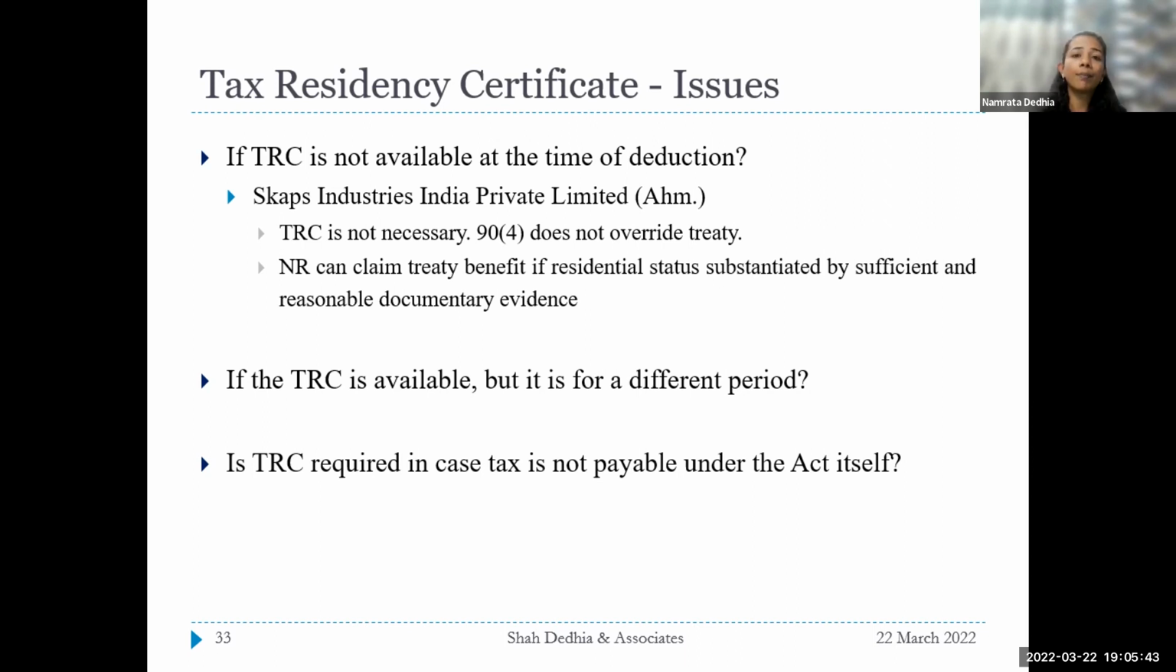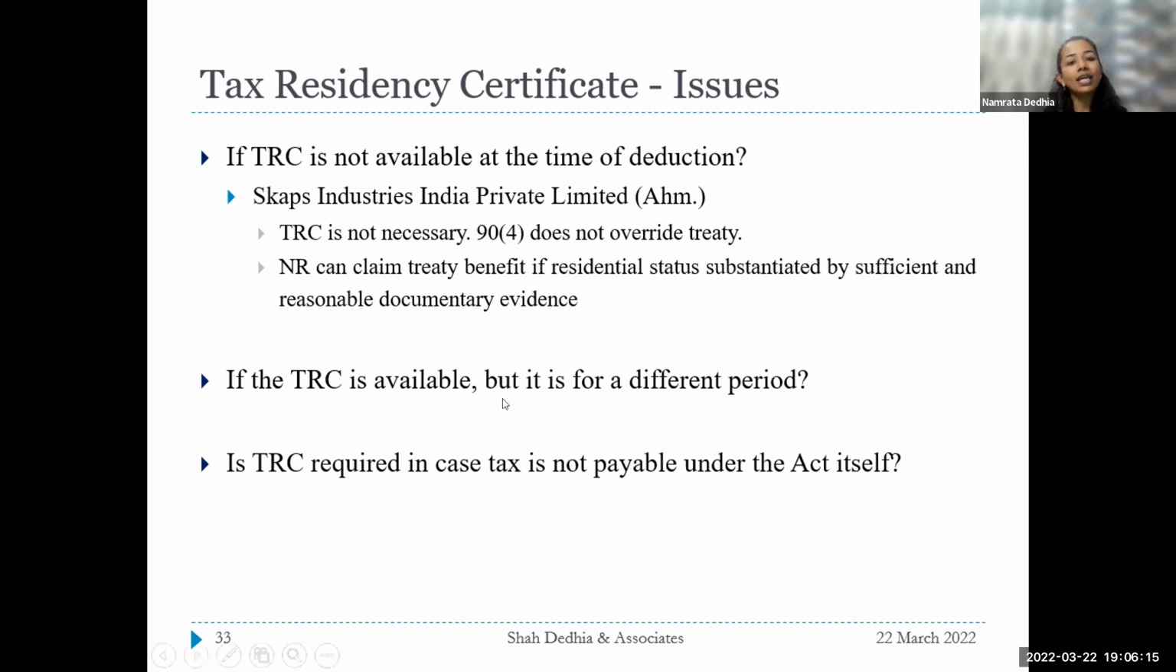Based on that, you could decide to go ahead with availing the treaty benefit if the situation demands. You should not take this stand for every situation, but on an exception basis, if the situation demands, you could try and accommodate on this basis after reasonably verifying that the non-resident is eligible for the particular treaty that you are applying. If a TRC is available but for a different period, again, same thing. If it's for a different period, it is not really a valid TRC. You need a TRC for the same period. So ask the payee to apply for a TRC for the same period.